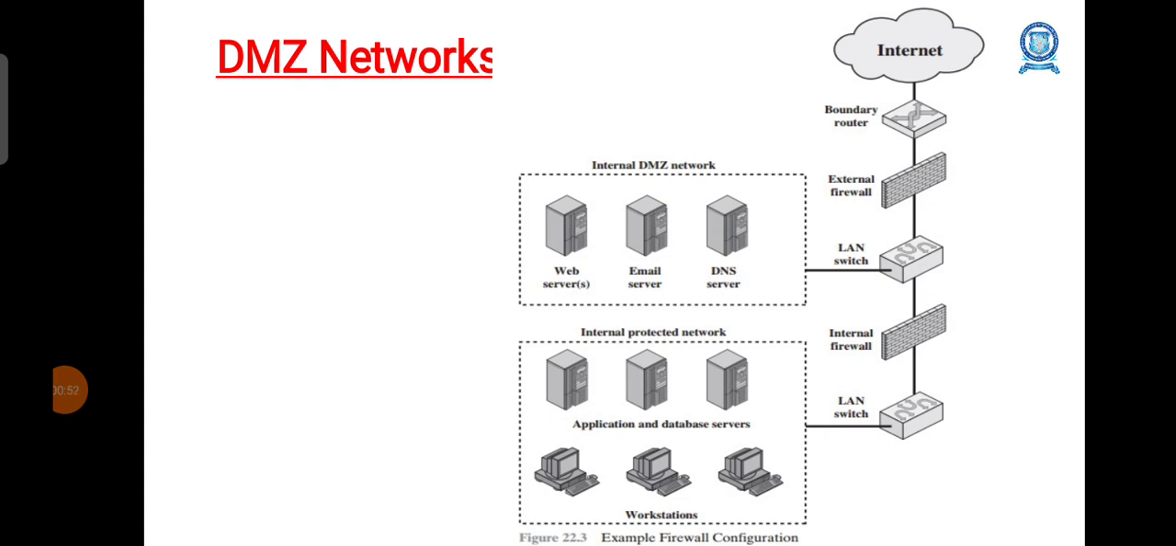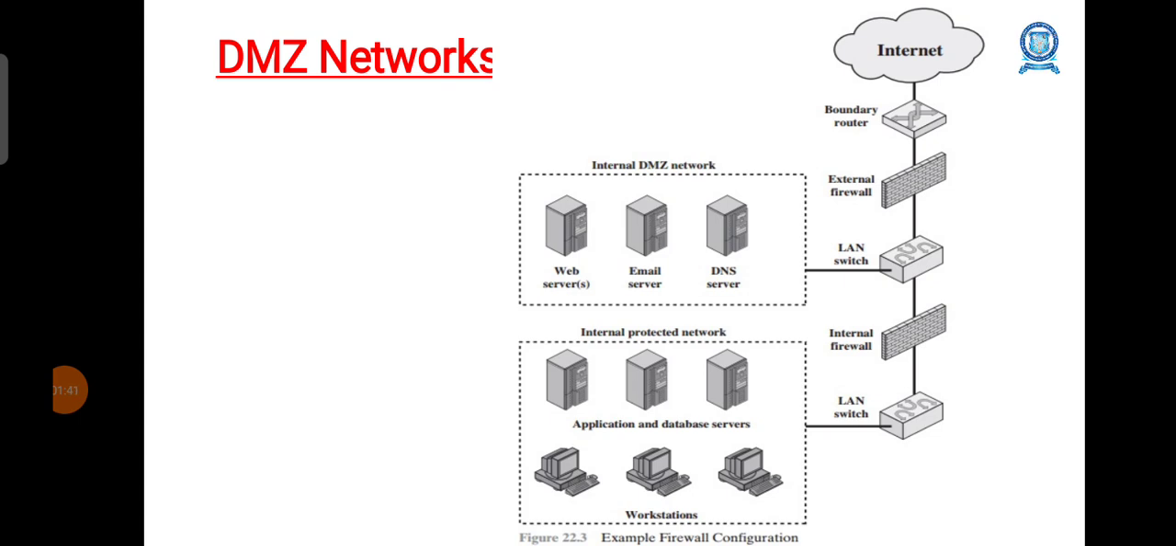In this configuration, our network has been divided into an internal DMZ network and another zone, the internal protected network. So there are two types of firewalls used: internal firewall and external firewall. The internal protected network consists of main applications, database servers and workstations. The internal DMZ network consists of various web servers, email servers and DNS servers. These two modules are connected to the local area network switch.